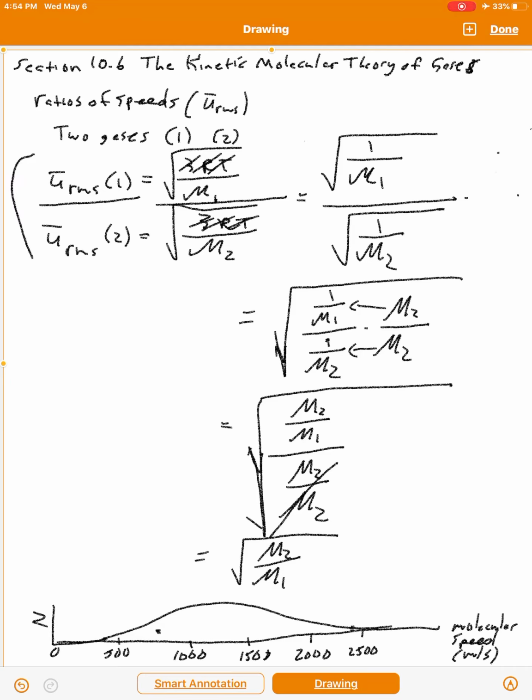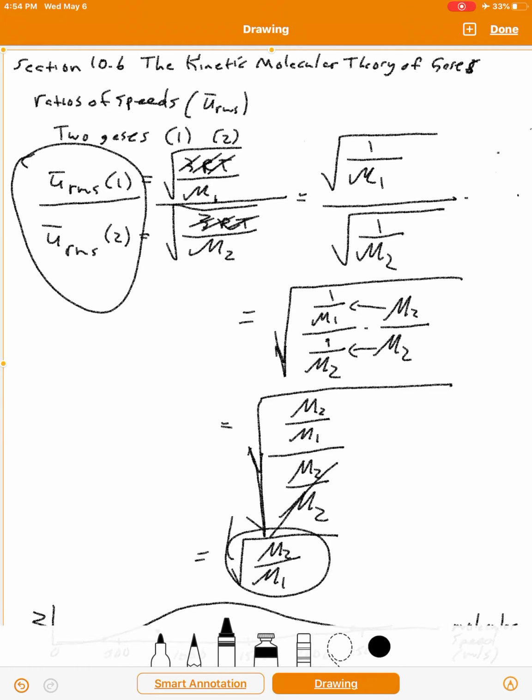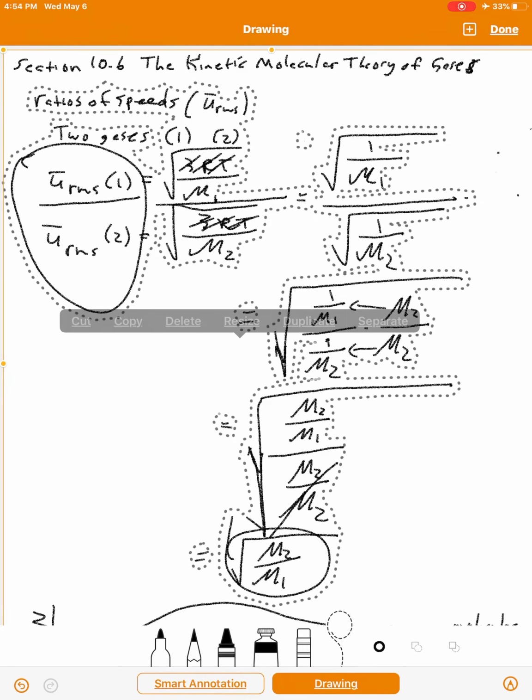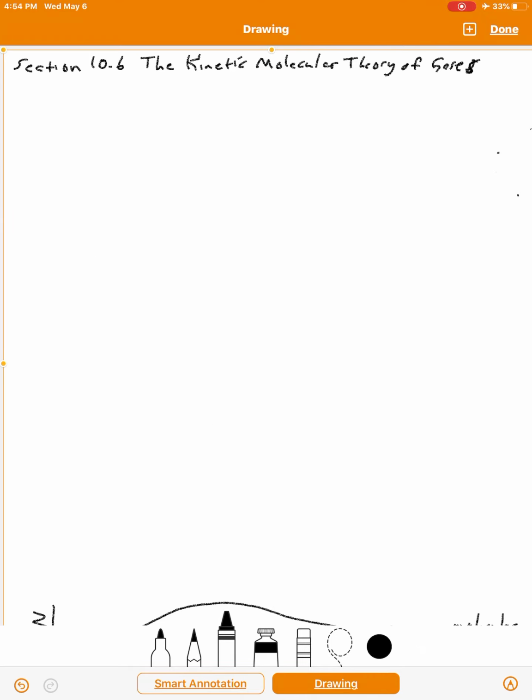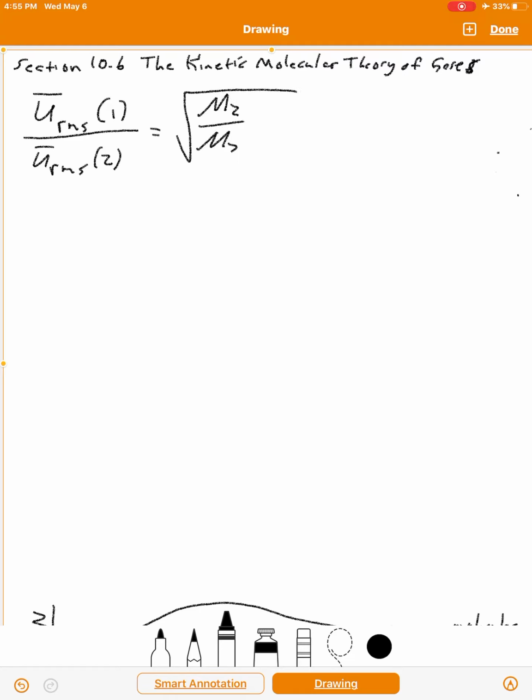Okay, so that's a nice result. What that shows is that the ratio of the average speeds, gas 1 to gas 2, is equal to the square root of gas 2 divided by gas 1. Notice it's the reverse. 1 over 2 is equal to 2 over 1. So let me come back here and make some room and show our little result here. So what we have is that the average speed of gas 1, divided by the average speed of gas 2, is equal to the square root of m2 over m1.